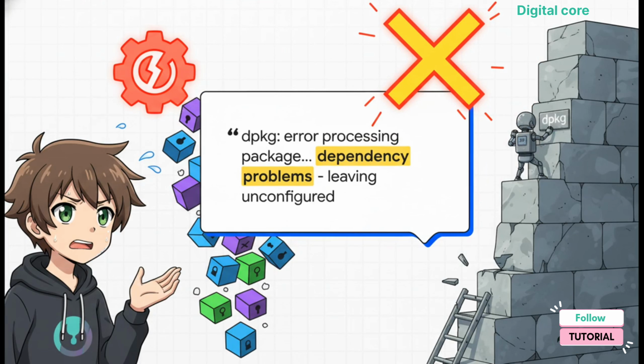And that manual work often leads straight to this, the dreaded error message. You'll run your command, and bam, you get something about dependency problems. So what does that even mean? It means the software you're trying to install needs other pieces of software to work, but DPKG has no idea how to find or install them for you. It's basically just hit a brick wall.